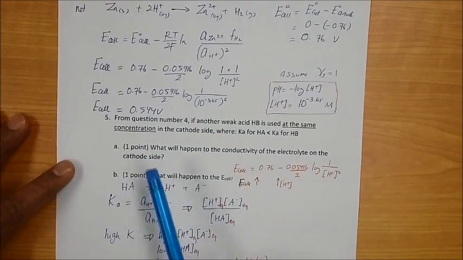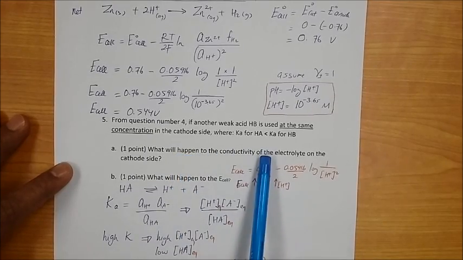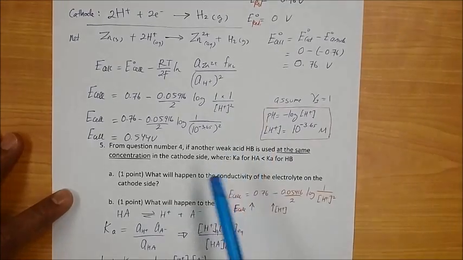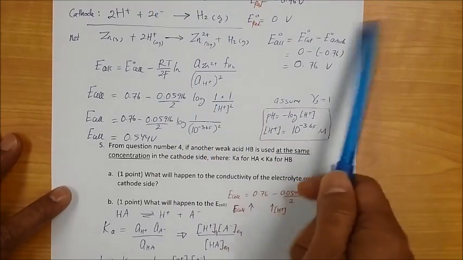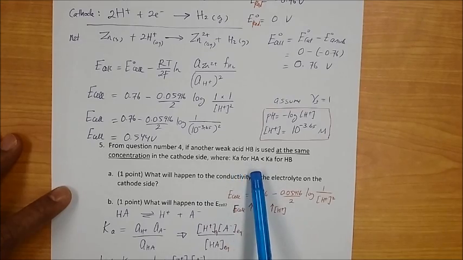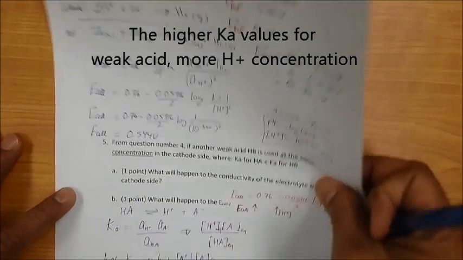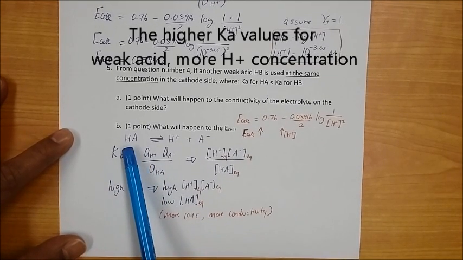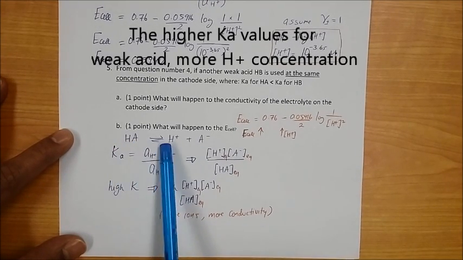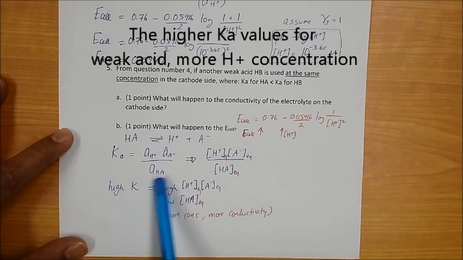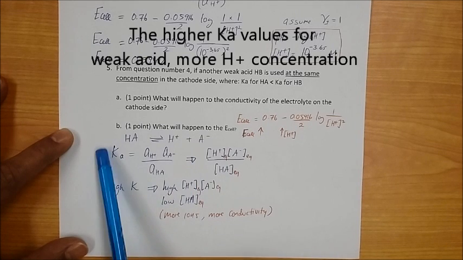Right. Now the next question here is what happens to the conductivity of the electrolyte on the cathode side, where you have the weak acid here, if HA is replaced with HB. Now HB has a higher equilibrium constant, dissociation constant, which means that it has a higher K value. So the K for a weak acid is HA dissociating into H plus and A minus, and this is how you express the equilibrium constant of that dissociation.